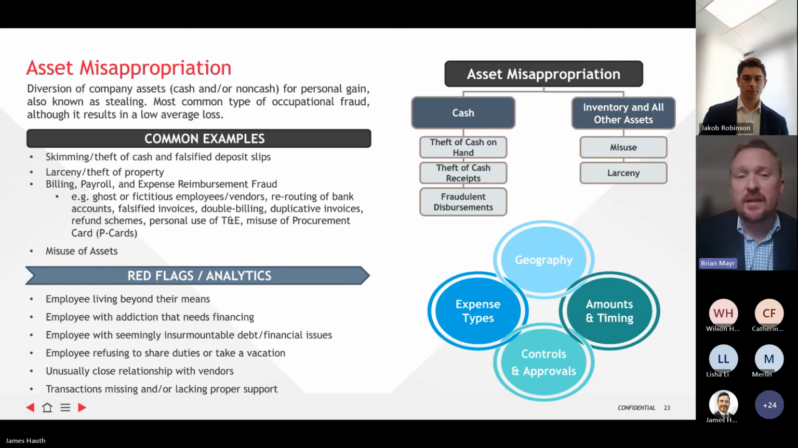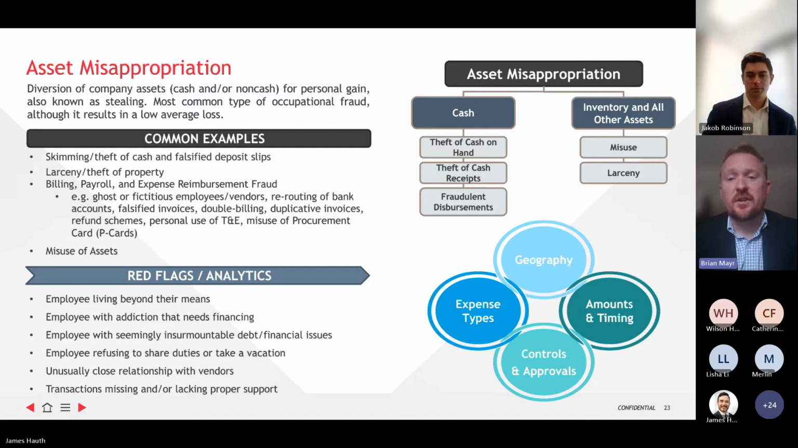False invoices, double billing, duplicate invoices, refund schemes, and then the various improper use of T&E or travel and entertainment. Again, one of the great things about this kind of category is companies typically have processes and policies in place that provide guides for certain activities across each of these. But what's really important is the way data analytics can be applied to different elements, right? There's the geography, there's the different expense types, there's the amounts and the timing. And then there's the controls and approvals, all of these elements, and then many more.